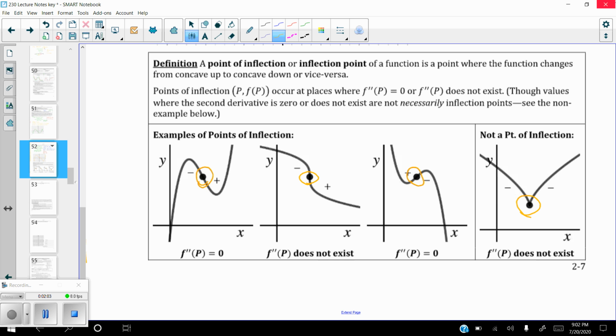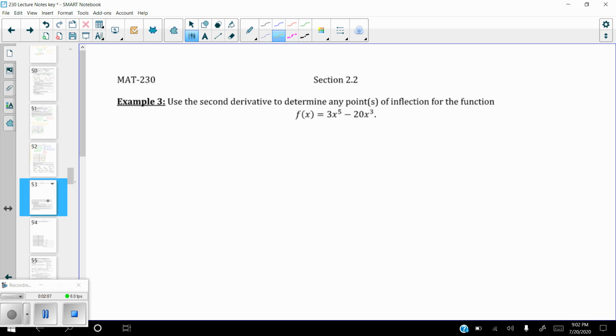All right, let's go ahead and take a look at an example where we're actually going to find inflection points. So we've got our example, f of x equals 3x to the fifth minus 20x cubed. To figure out if something is an inflection point, we need the second derivative. In order to get to the second derivative, we need the first derivative, which is going to be 15x to the fourth minus 60x squared.